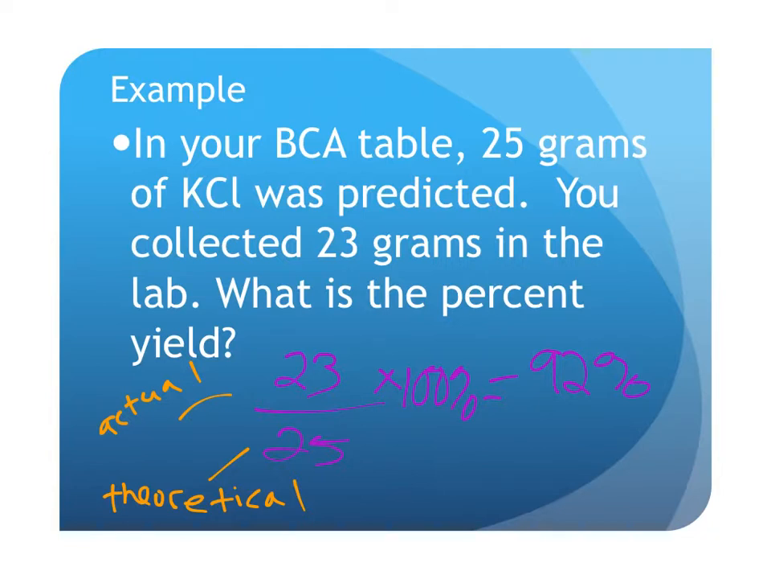Okay, so for example, in your problem, you predicted 25 grams of KCl should be made. And you in the lab only got 23 grams. What's your percent yield? So you put in your actual first, so that's 23. You will put down what you should have made, 25 times 100. We're going to keep two sig figs here since 23 and 25 both have 2, and 92% on here. So just like a 23 and a 25 would be a 92% on a test, you got 92% of what you should have on here.